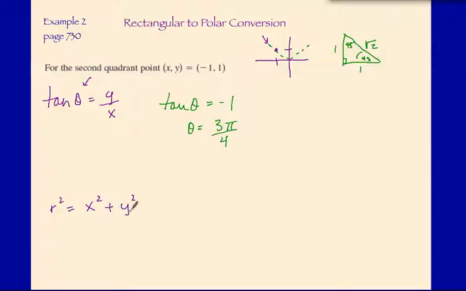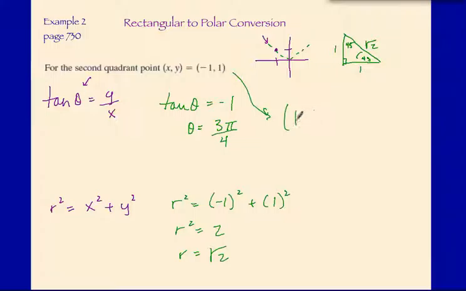Now let's figure out what r squared is. This one's a little bit easier because, of course, r squared is going to be negative 1 quantity squared plus 1 quantity squared. That means r squared is 2, which means r is the square root of 2. Therefore, the polar coordinates that correspond to these rectangular coordinates are square root of 2, 3 pi over 4. Kind of fun, right?